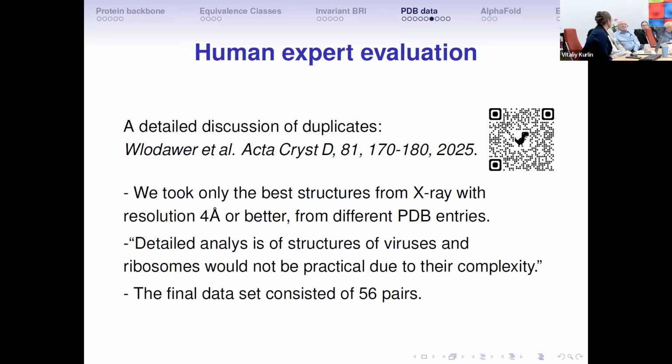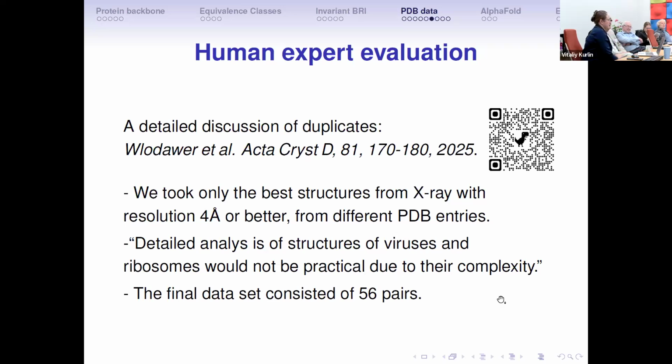We had quite a few of them, which means that human experts would struggle to look at them all at once. So we took only the very best structures from X-ray experiments, with quite a good resolution demanded by them, from different PDB entries, to ensure that we are not comparing the same chain over and over again. Also, our colleagues mentioned that analysis of viruses and ribosomes is not very practical due to complexity, which means that unfortunately those horrible three structures are a bit tricky for a human expert to deal with. So yeah, we found those situations.